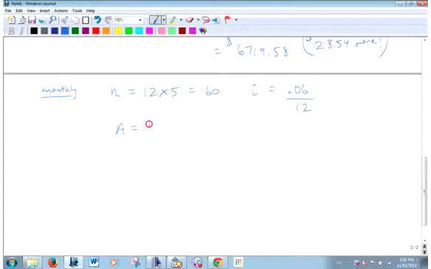A is 5,000 times 1 plus 0.06 over 12, to the power 60. Are we expecting more money here? Yep. 6,744.25. About another 25 bucks by compounding it monthly over semi-annually.